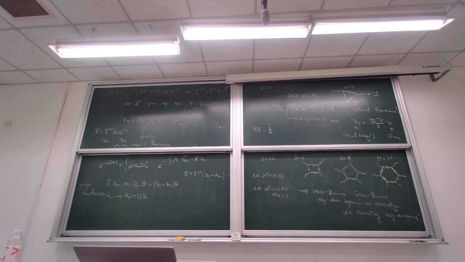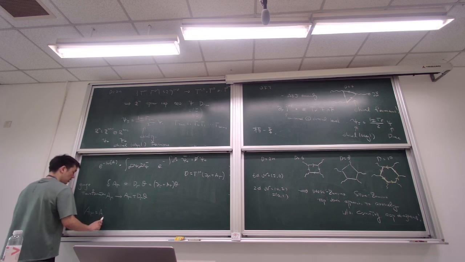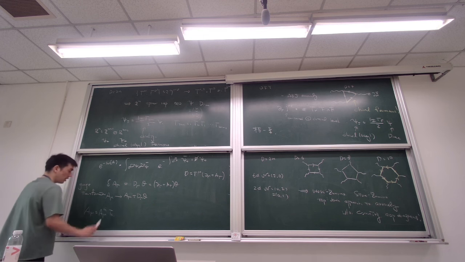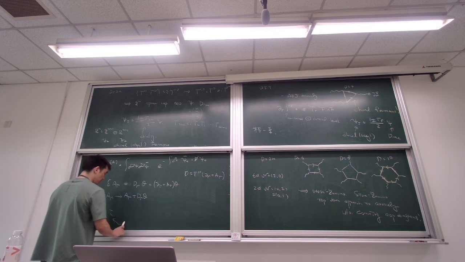Another gauge transformation: if it is a non-abelian case, we can just consider A_μ as A_μ^a T^a, where T^a is the generator of the Lie algebra.